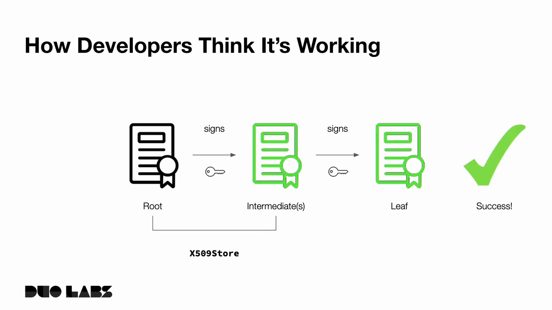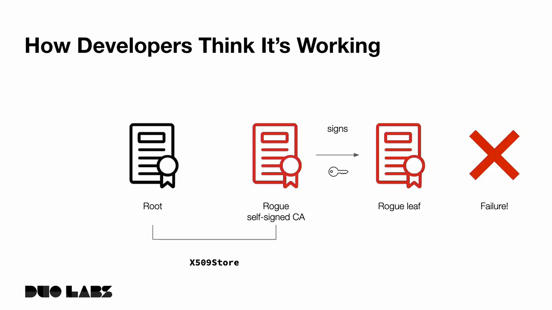This is how developers think it's working. We've got a good intermediate, a good leaf. We can successfully validate the certificate. If we have a rogue intermediate, nothing's going to happen. Right? It's going to be a failure.